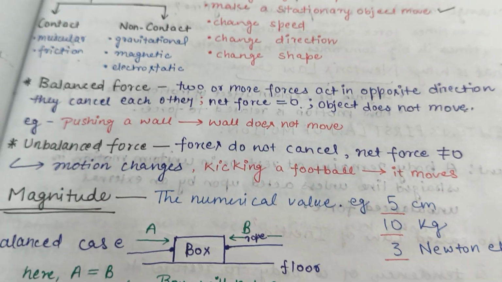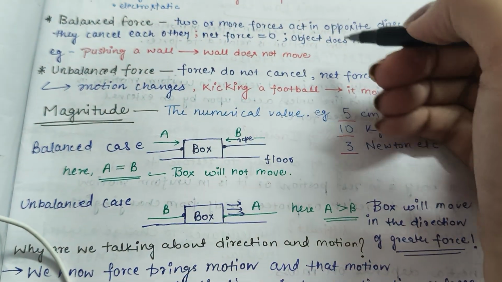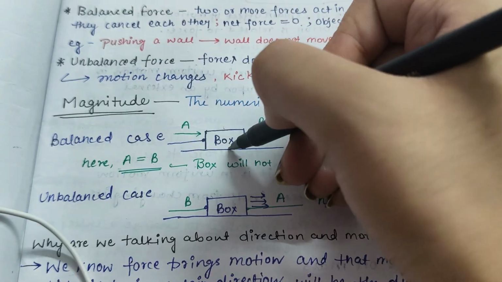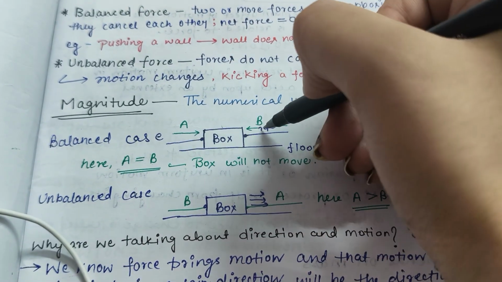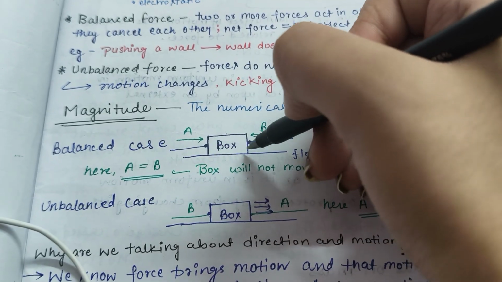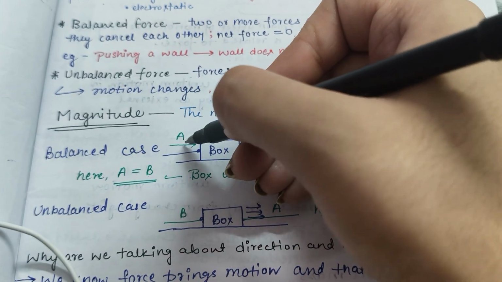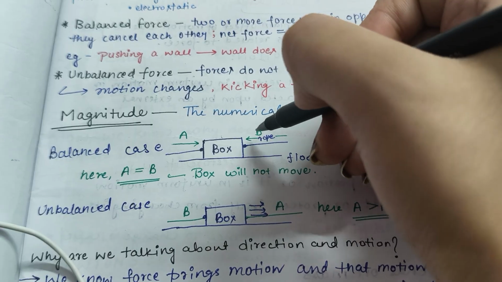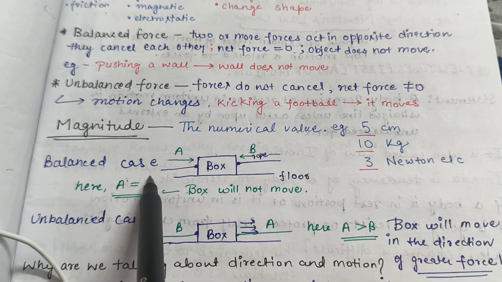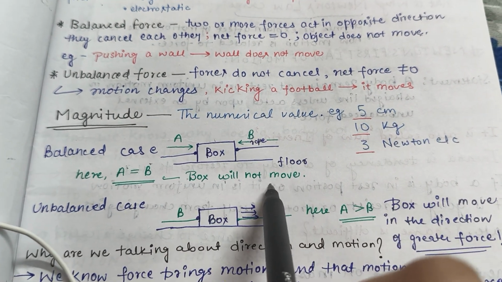Now, I have already mentioned this, and you can see, this is a box, and A is applying a force, and there is a force from B. And if it is not moving, that means the magnitude of the force of A is equal to the magnitude of the force of B. In this case, A is equal to B, and the box will not move.